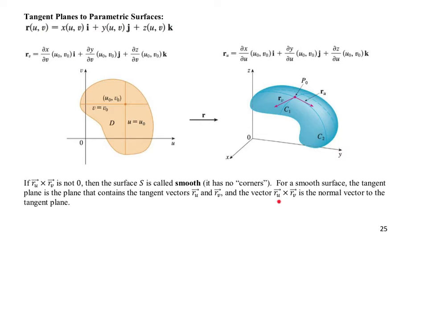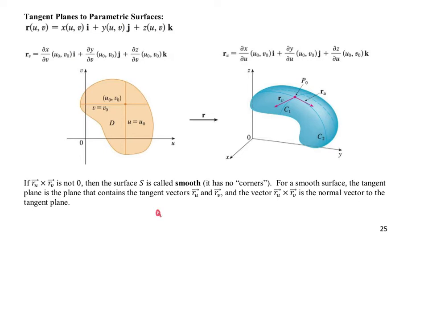The vector r sub u crossed with r sub v, the cross product of these two vectors, remember from chapter 9, would produce a vector perpendicular to both, in one of these two directions, which would by definition be perpendicular to the tangent plane. And it is therefore the normal vector to the tangent plane. So this is a huge concept that is connecting chapter 9 with chapter 10 and now chapter 11.